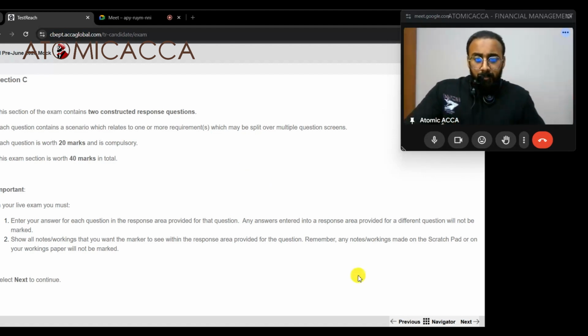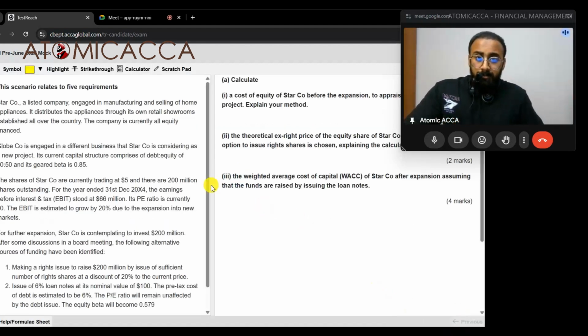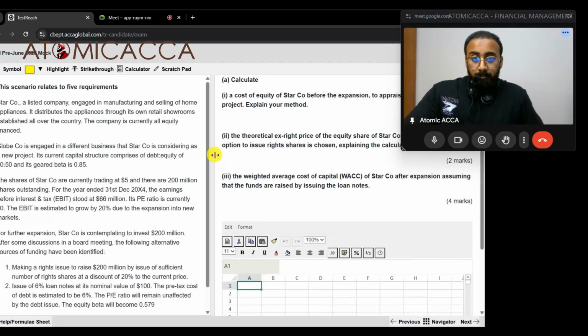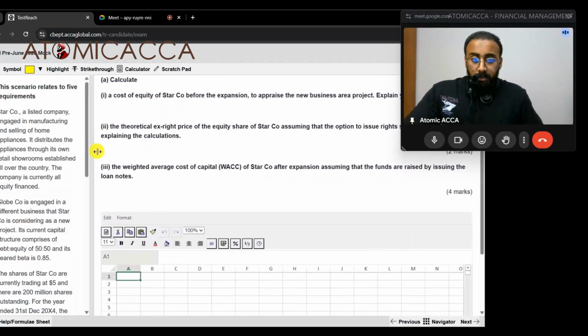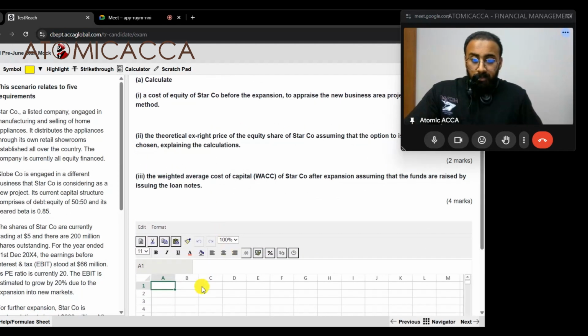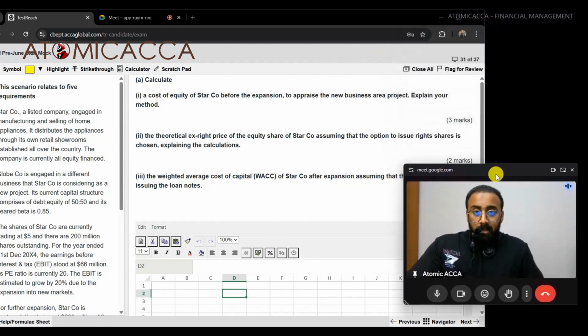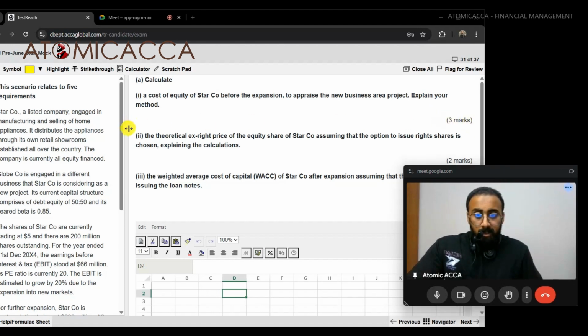So let's begin with question number one, case study number one. We have some questions over here. Let's just give a quick read through it. We have the Excel sheet, so we can assume it's some numericals. Calculate the cost of equity of Star Company before the expansion to appraise the new business area project. Explain your method, 3 marks. So you have to find Ke, the cost of equity.